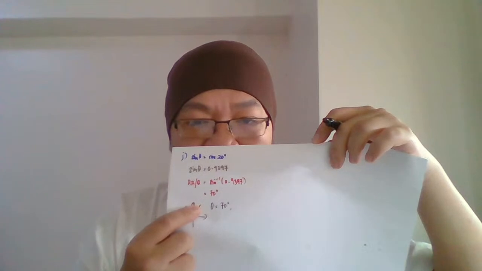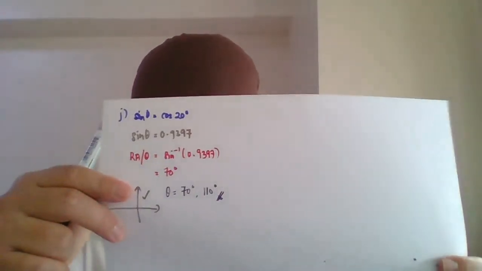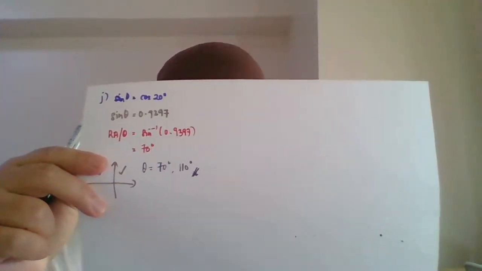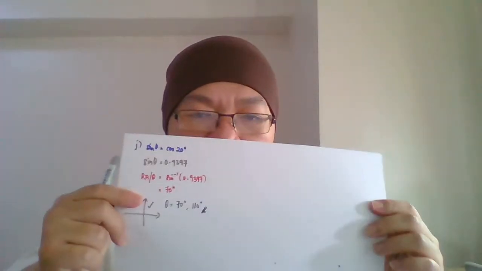So straight away sketch the Cartesian plane and labeling the quadrant. Okay, sin theta equal to 0.9397, positive value. So sin positive will be first and second quadrant. So let's make a conclusion. Therefore, theta equals to, first quadrant always refer to your RA 70 degree, and your second quadrant will be 180 tolak the RA here 70. So 180 minus 70, you are supposed to get 110. This is how you solve question J. Hopefully you guys faham until this part, because this one only for calculation.